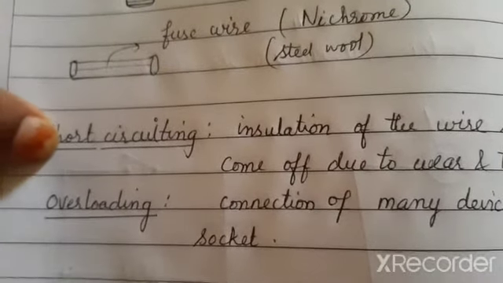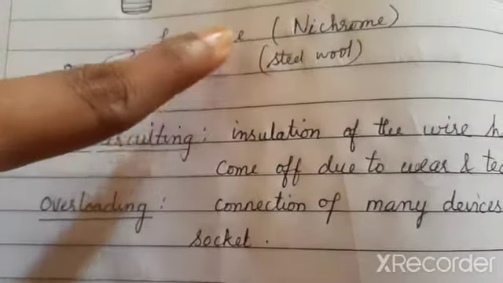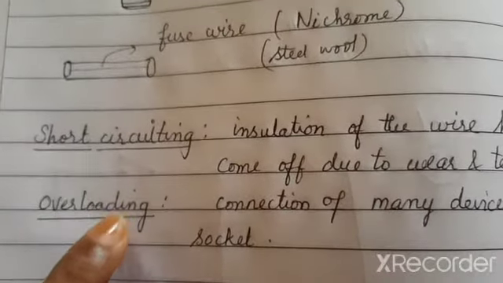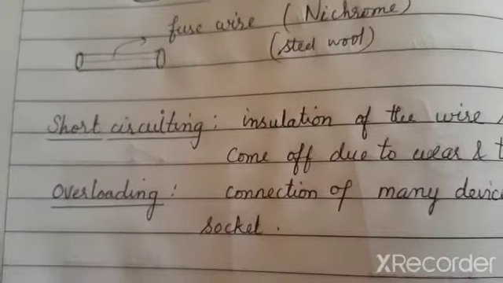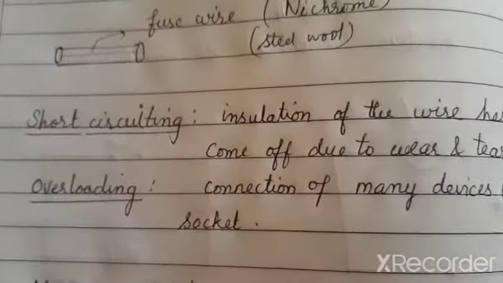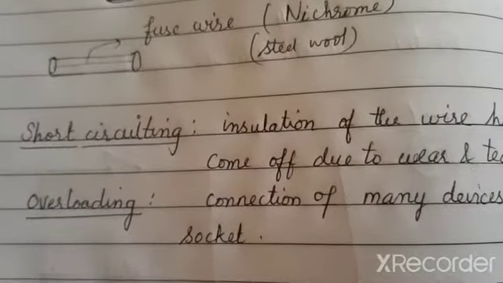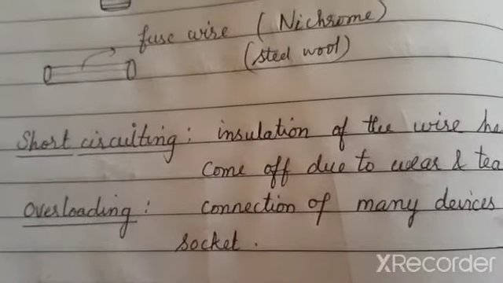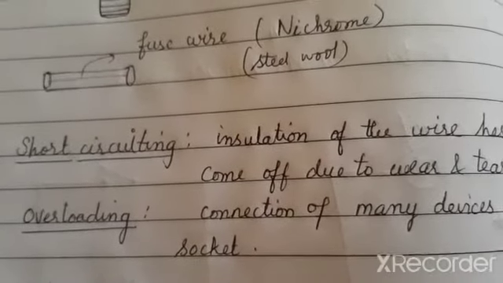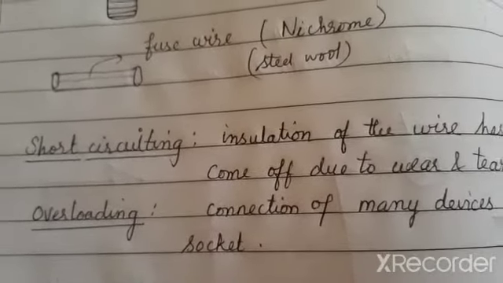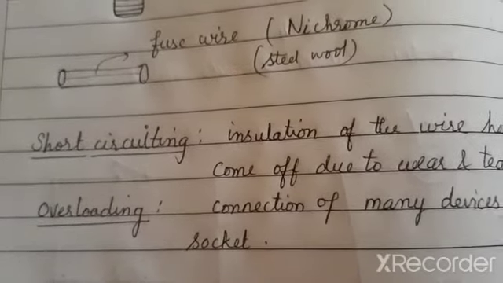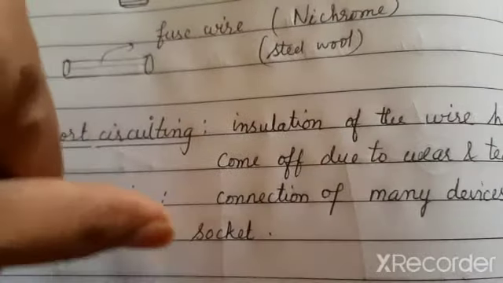And in case of short circuiting, fuse wires help us or MCBs help us. And overloading is nothing but the oversupply of electricity. Overloading is the connection of many devices to a socket. You know what is meant by a socket? A socket is nothing but a holder where you plug in the wires. And when you switch it on, the current flows through them. Your iron box, mixie, grinder, everything has a plug, and that is connected to the switchboard via a socket.